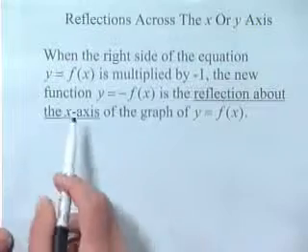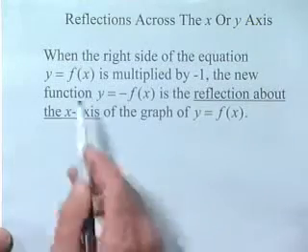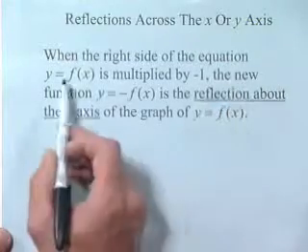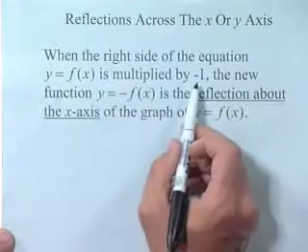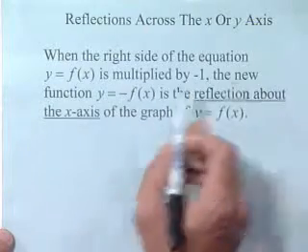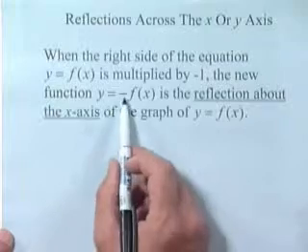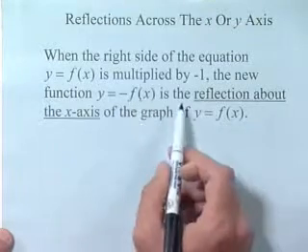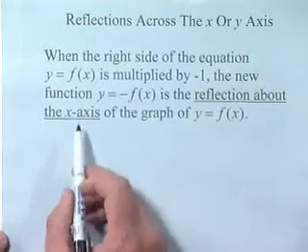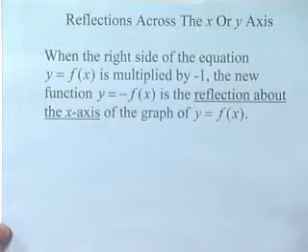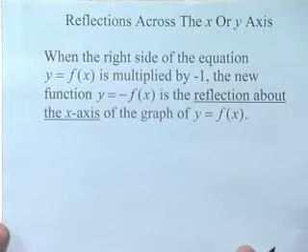Let's say we're given a function y equals f of x. When the right side of the equation, y equals f of x, is multiplied by a negative 1, then the new function, y equals negative f of x, is going to be the reflection about the x-axis of the graph. Now, it's going to be a lot easier if we look at an example.